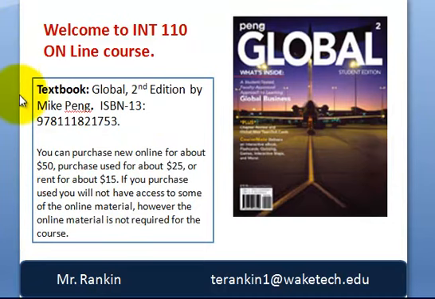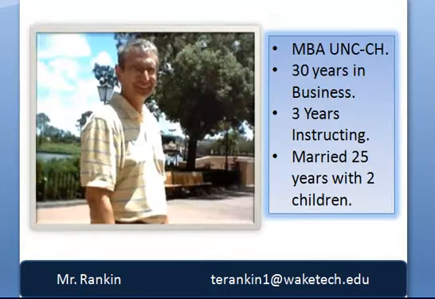Global. We'll be using the second edition by Michael Penn. There's the ISBN number. You can purchase online a new textbook for about $50, a used one for $25, or you can rent it for $15. If you purchase used or rent, you won't have the code for CourseMate, but we will use CourseMate as a supplemental tool. There won't be any assignments related to CourseMate, so it's optional whether you want to buy it. So buying a used textbook for $25 is absolutely okay.